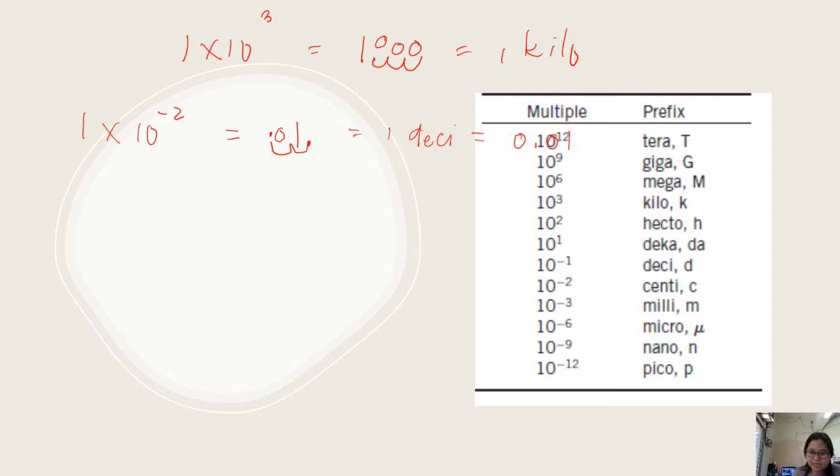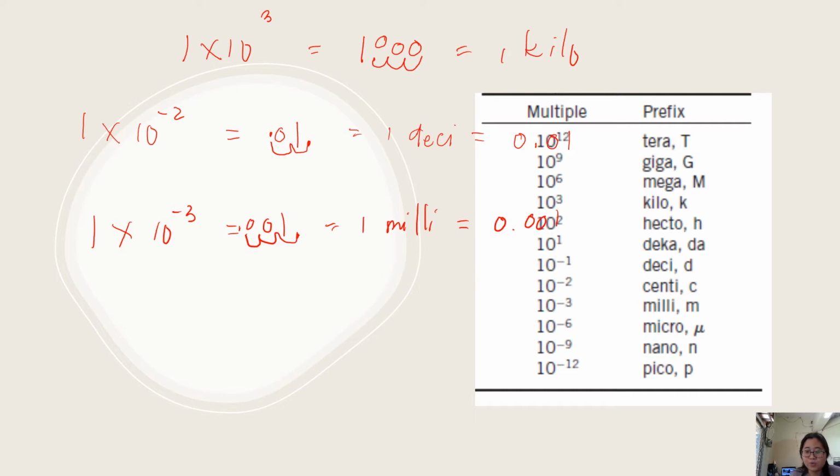For the milli, this is equivalent to 1 times 10 to the negative 3. And this is equal to 1 with a decimal point here. And you count 3 places to the left. 1, 2, 3. So 1 milli is equivalent to 0.001.